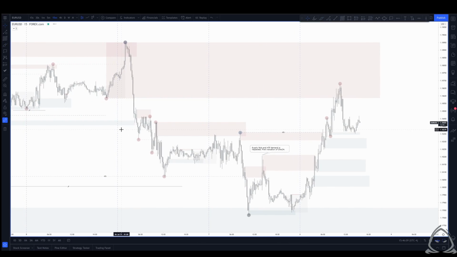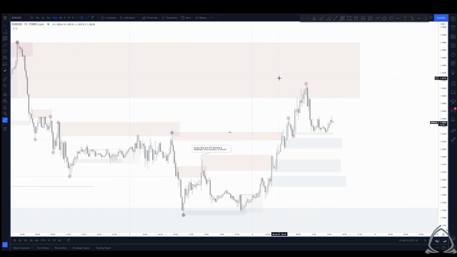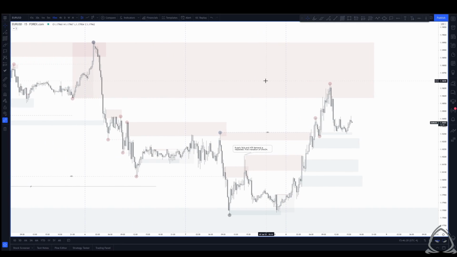But that's basically the overall understanding of the change of character, how we then can apply it to supply and demand zones, how we can combine it with overall market structure, and how we start to look for trades. Again, we're going to dig into this a lot deeper. I probably went into a little bit more detail than I really needed to necessarily.